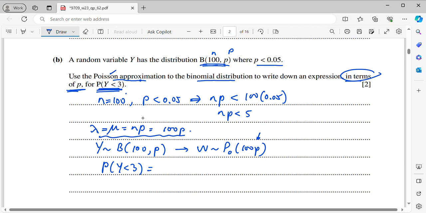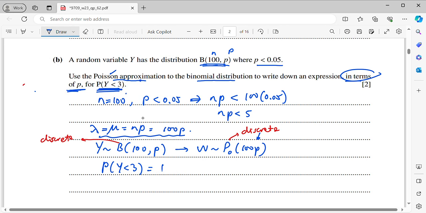Now for this question, the continuity correction is not needed because binomial is a discrete distribution, and the Poisson is also discrete. So both are discrete, therefore we do not need to carry out the continuity correction. It is different from part A. Then what to do now is just solve as usual.